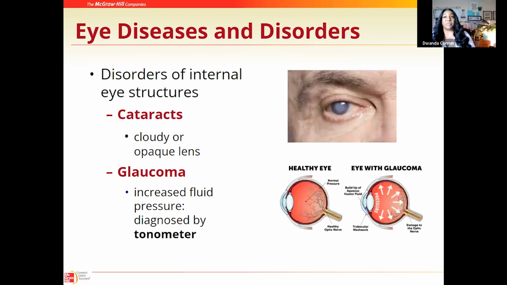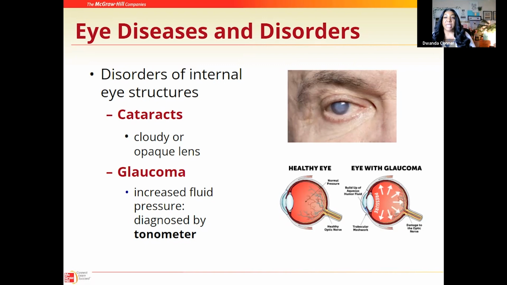Cataracts and glaucoma, also going to be common disorders. These are disorders of the internal eye structure. A cataract is what you see in the photograph here. It causes a cloudy covering to the lens of the eye. It's almost a grayish cover that lays over the top. Over time, cataracts can become thicker and thicker and can definitely impede one's vision.